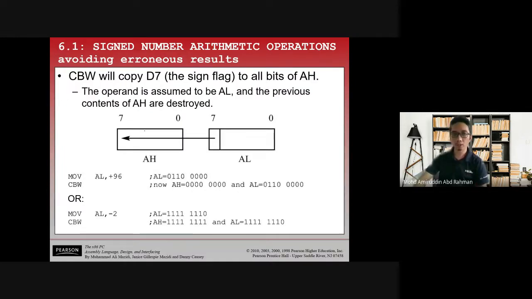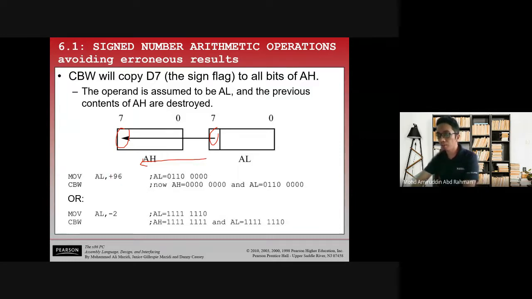Okay, so how it works: CBW will copy D7, the sign bit, to all bits of AH. For example, we have AX, so we have a lower part and a higher part. The lower part is 8-bit, and the higher part is also 8-bit. So we copy this sign bit to AH. Okay, so let's see how to do that in the code.